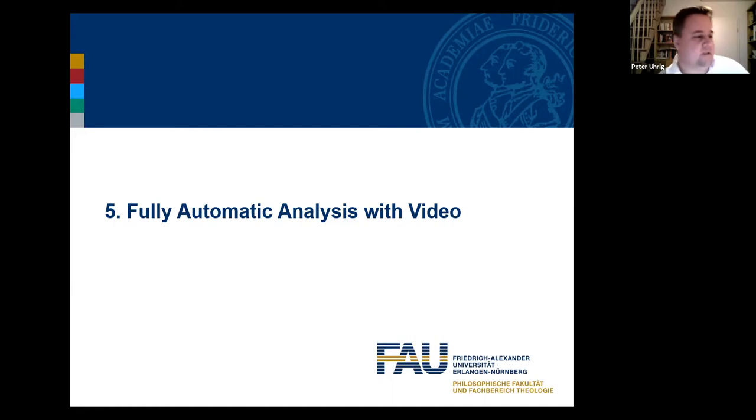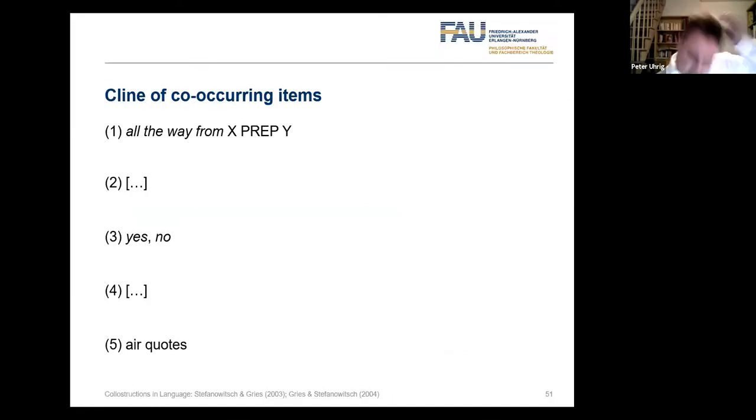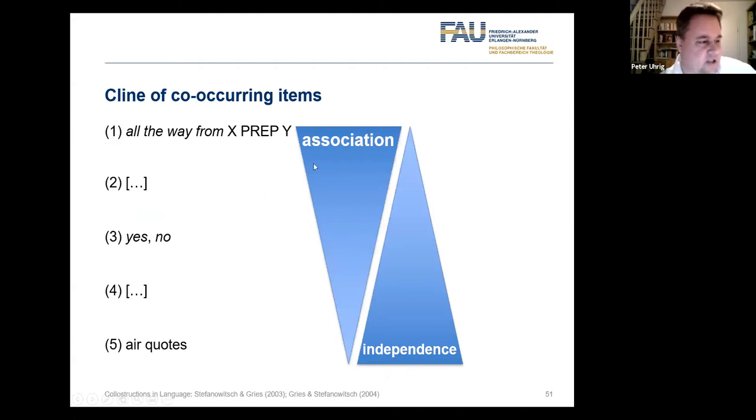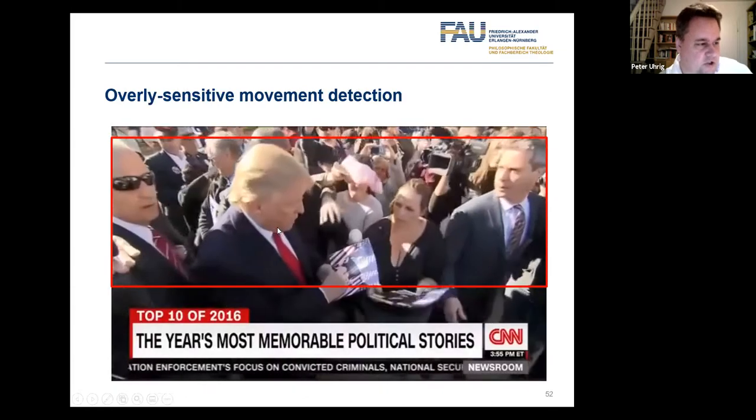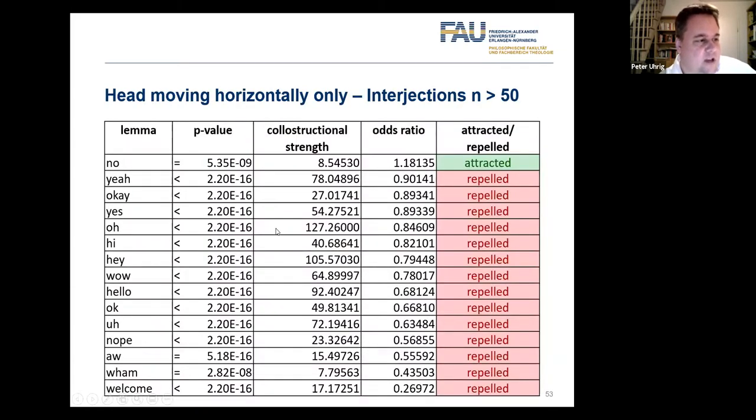Okay. So, fully automatic analysis with video: basically the idea is to calculate the associations between words and their gestures of some sort. I call this cross-modal collostructional analysis. What we find is that we can calculate when the computer says the head is moving horizontally only or vertically only, and calculate that with interjections in a statistical model. We can see that "no" is the only one that is attracted by the horizontal head movement statistically, and things like "yeah", "okay", and "yes" are repelled. And this was done fully automatically.